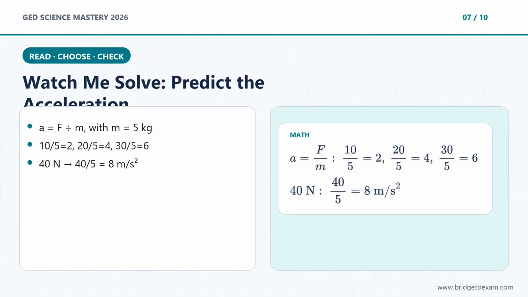Read. With a 5-kilogram mass, 10 newtons gave 2, 20 gave 4, 30 gave 6. Choose. Each acceleration is the force divided by the mass. 10 over 5 is 2, 20 over 5 is 4, 30 over 5 is 6. It fits F equals ma perfectly. So for 40 newtons, acceleration is 40 divided by 5, which is 8 meters per second squared. Check. Doubling the force doubles the acceleration. They are directly proportional, exactly as F equals ma predicts.